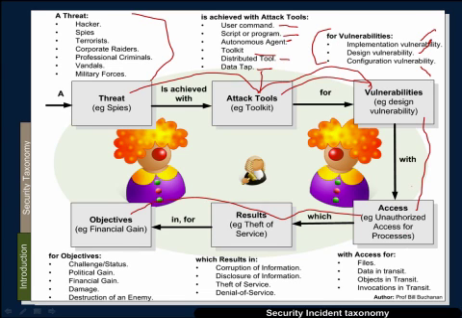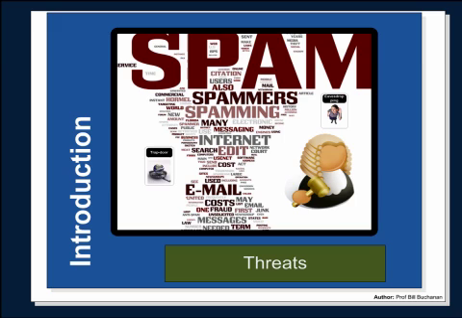And then with access, it might be access to files, processes, objects, invocations, and so on. And then the results could be related to the corruption of data, the disclosure of information, a theft of service, or even a denial of service. And then for the objectives, we might have challenge status, political gain, financial gain, damage, and destruction of an enemy, and so on.